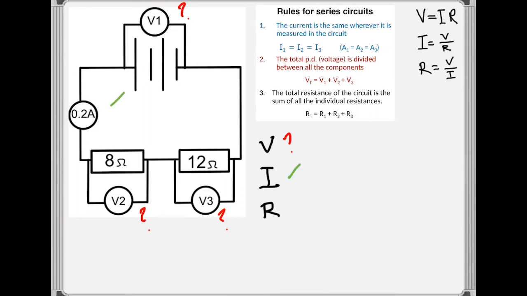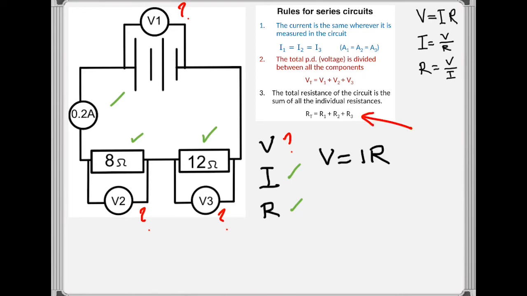Current, yep, I know that. So that's given me a current on that ammeter of 0.2 amps. So I'm fine there. And my resistance. Well, I know the individual resistors, and so it shouldn't be too much of an issue knowing the third rule to find the total resistance for the circuit. So I also know that 8 plus 12 would equal 20, so the total resistance is 20, so that might be useful. So I've only got one variable to find, so let's have a look how we do that.